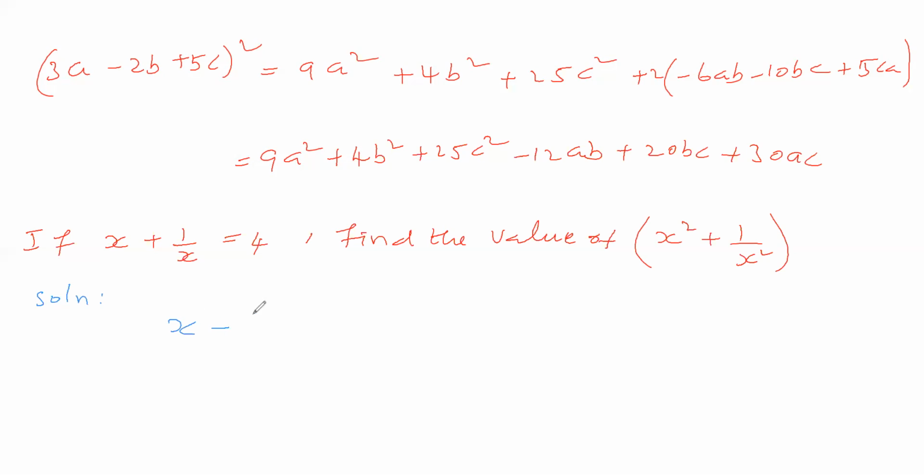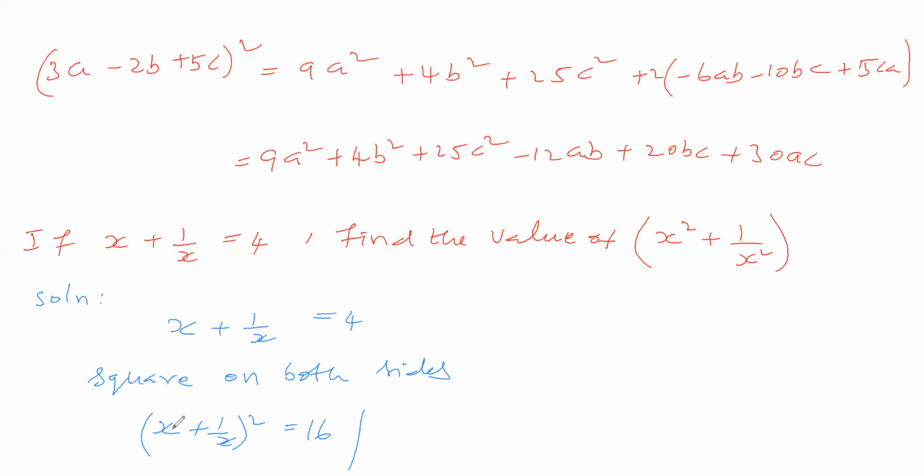We will take x plus 1 by x is equal to 4. Let us square on both sides. Squaring on both sides, x plus 1 by x whole square is equal to 16. Then we will write this one: this we will square, x square; this we will square, 1 by x square; we will multiply these two with 2, therefore plus 2 is equal to 16. Therefore, we can say x square plus 1 by x square is equal to 14, since this 2 goes that side. Okay. Next question we'll see.